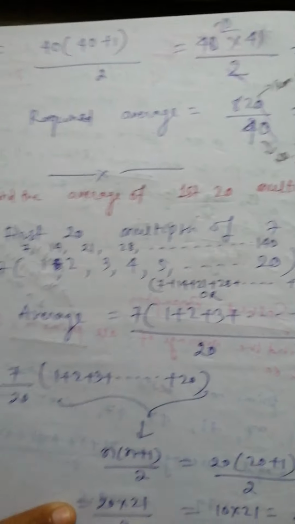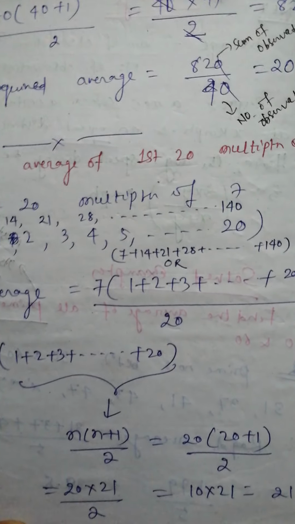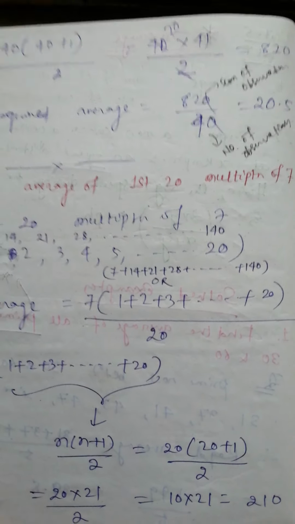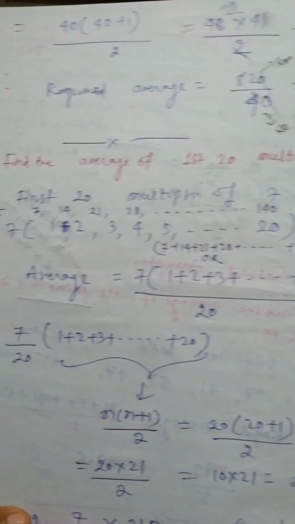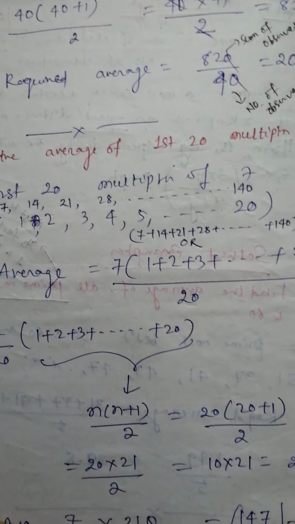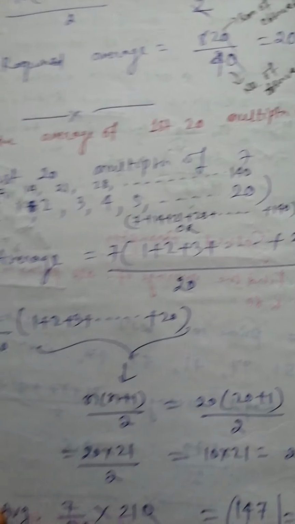Next. What happened? Then n is 40. So 40 into 40 plus 1 divided by 2. This is equal to 820, and this is the sum of observations. So required average equals 820 divided by 40. So we are getting the answer as 20.5.